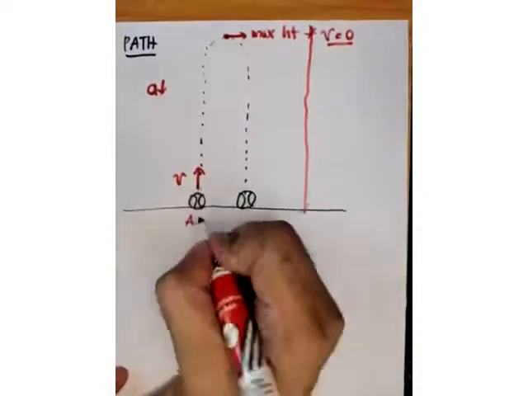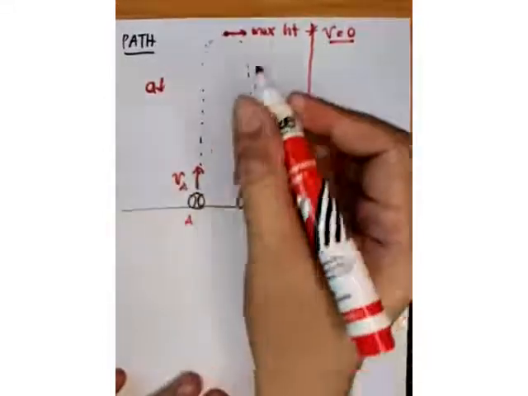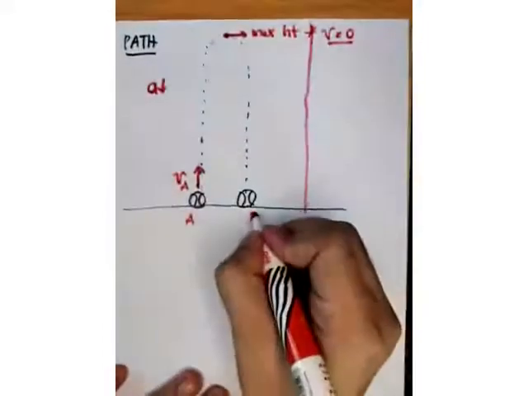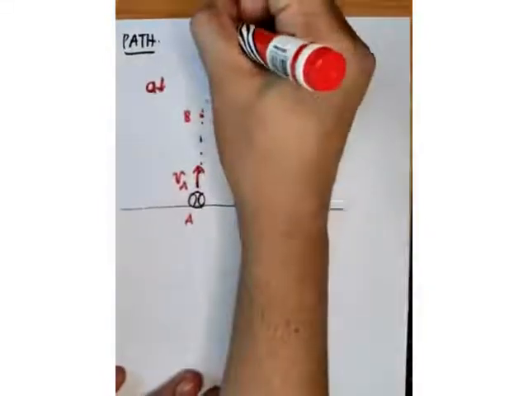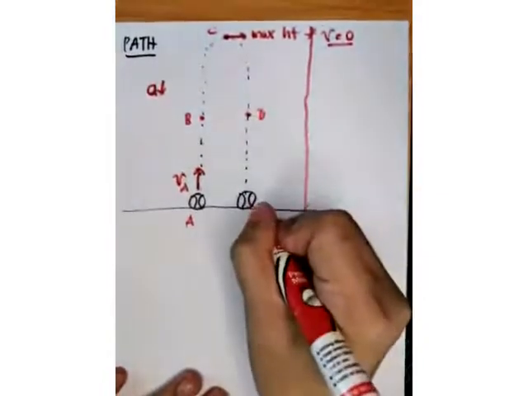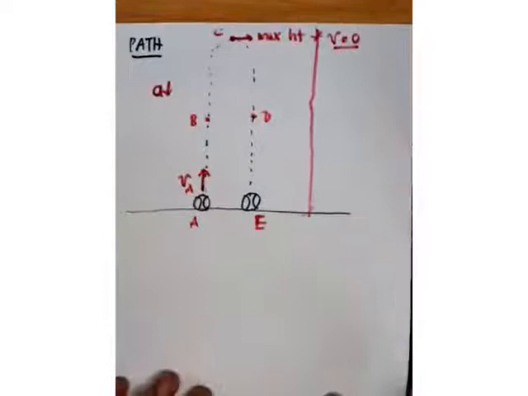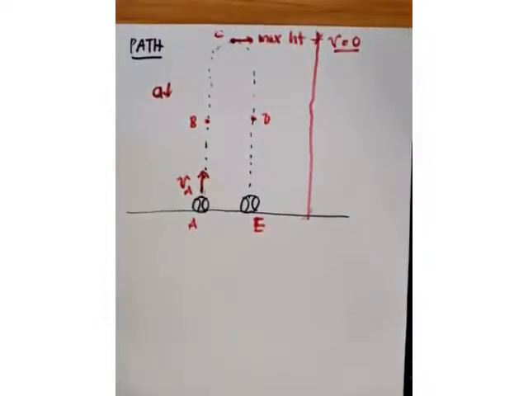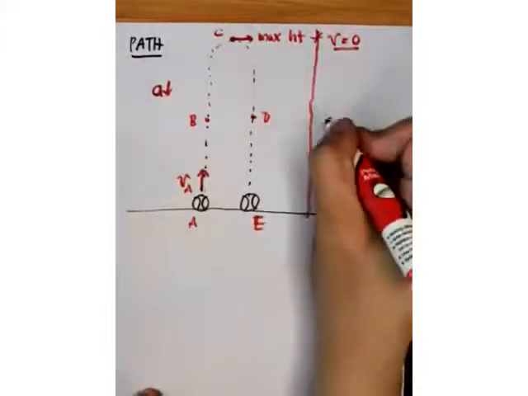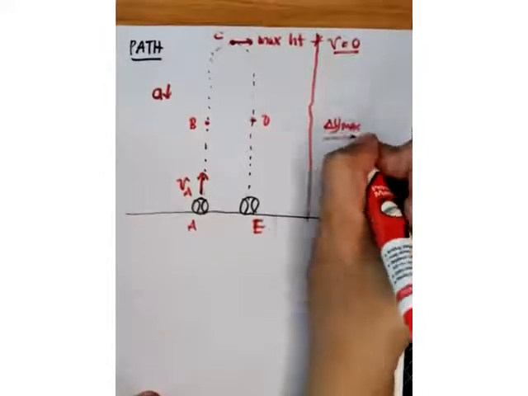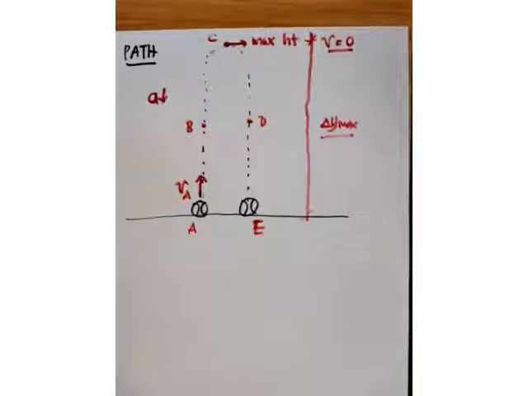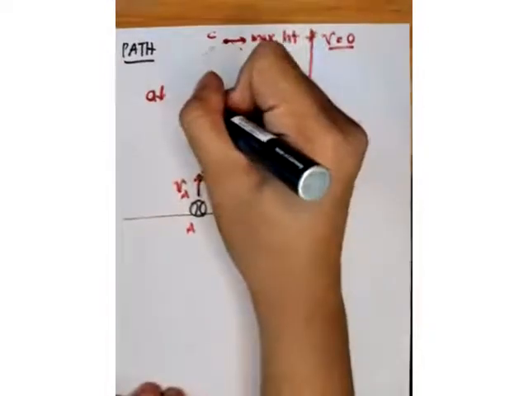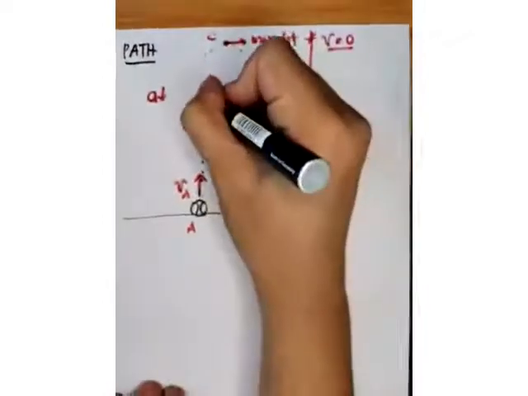Okay, let's say that this is point A, point B, point C, point D, and point E. So 5 points sa path ng object natin. At the maximum height, velocity is 0. So this is the delta Y max. Pagdating dito, siyempre, meron na siyang velocity B.